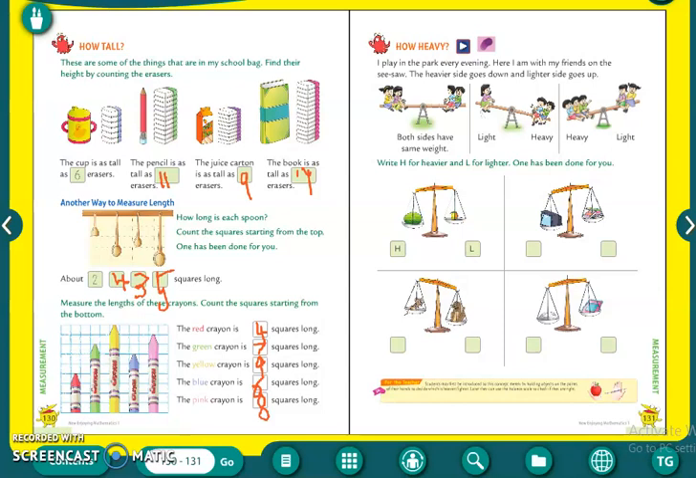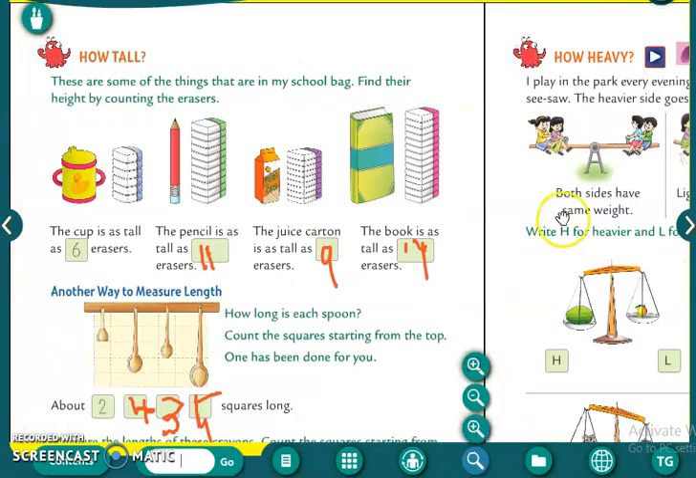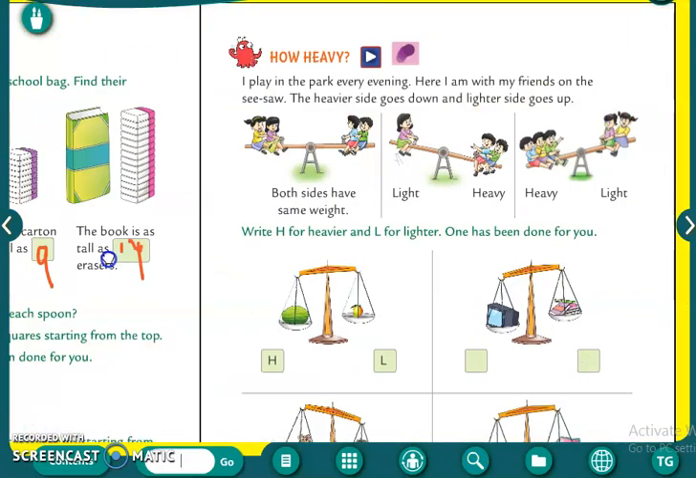Now in the last class we have started the chapter Measurements. We will be continuing with that chapter only, on page number 131. So let us see now here what we have to do.